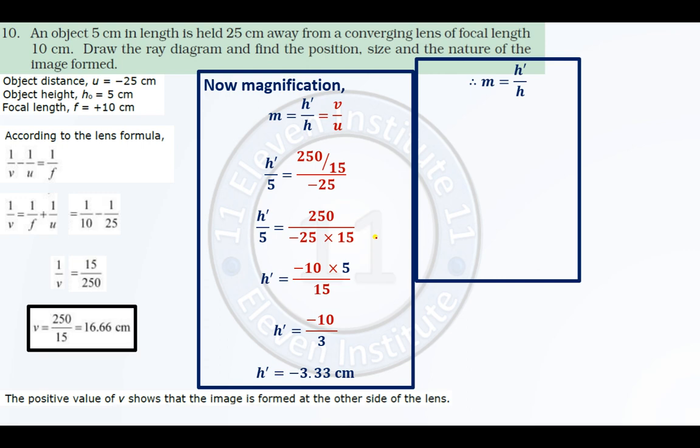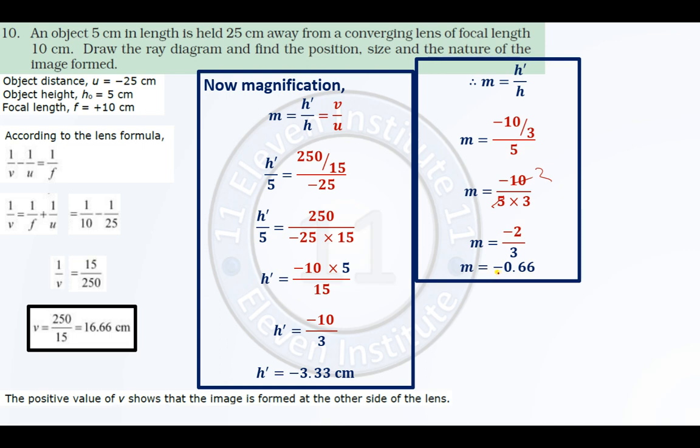So m is equal to h dash upon h. H dash, again instead of writing minus 3.33, we have written minus 10 upon 3 over here. Now this logic is quite clear to you, and h is 5. This 3 will multiply over here. This will be minus 10 upon 15, or you can do this as 5 2s are. So this will be minus 2 upon 3, and minus 2 upon 3 will give me minus 0.66.